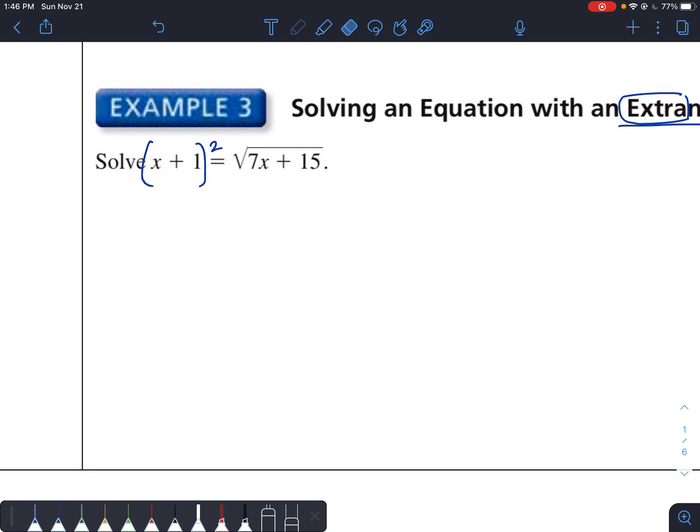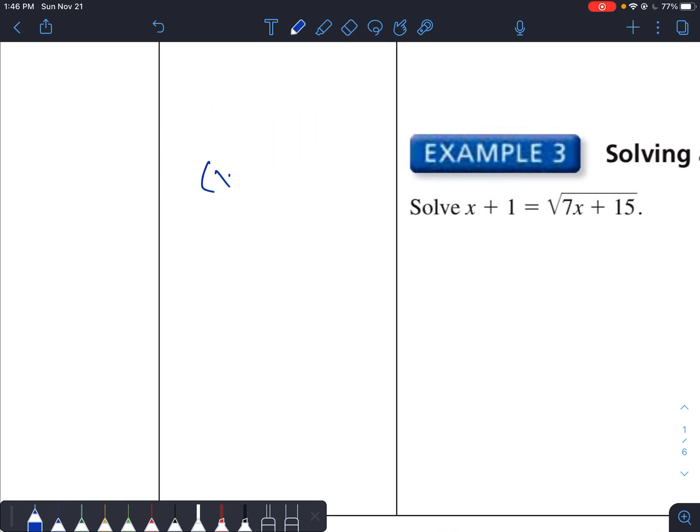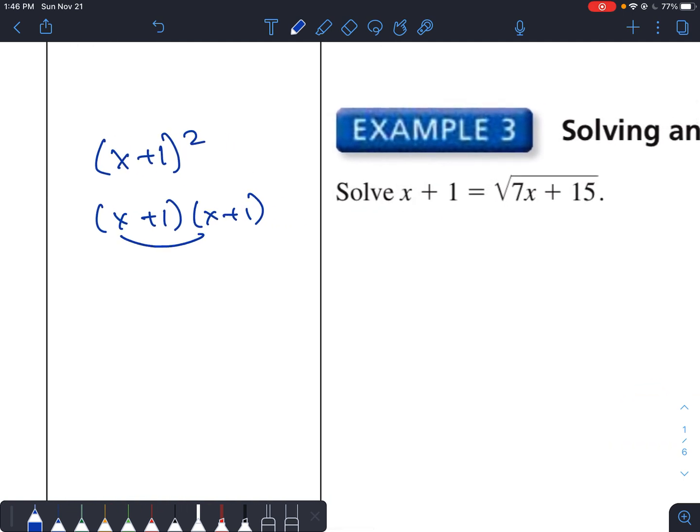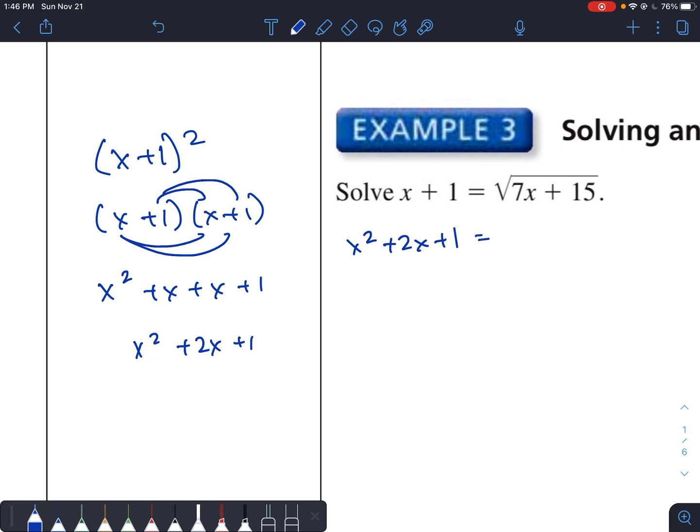But you can see that on the left side, this gives me a binomial of x plus 1. So here on the left side I'd have x plus 1 squared, which is equivalent to x plus 1 multiplied by itself. So you have to expand this binomial. We can do that by the FOIL method. So I can multiply those together. In any case, I get x squared plus 2x plus 1. So when I square both sides, I get x squared plus 2x plus 1 on the left, and on the right, I'll get 7x plus 15 without the radical.